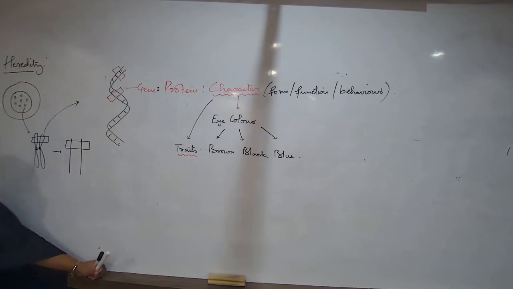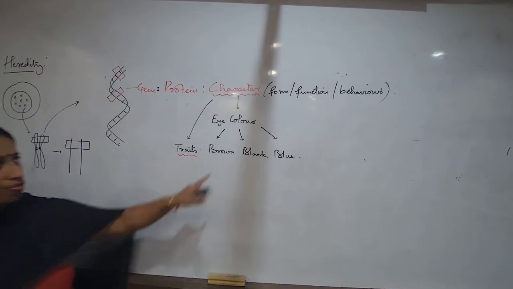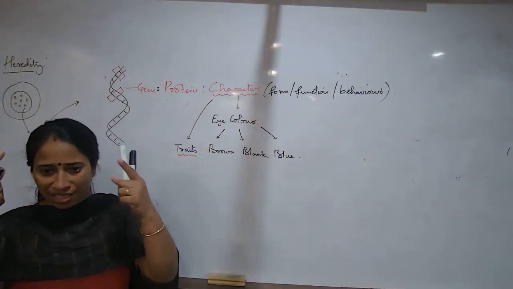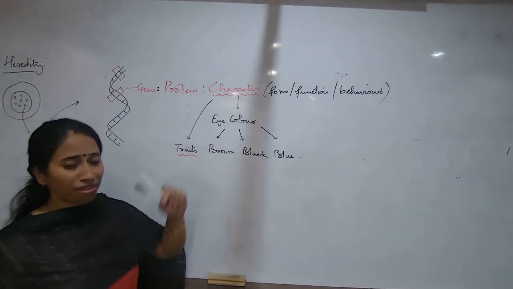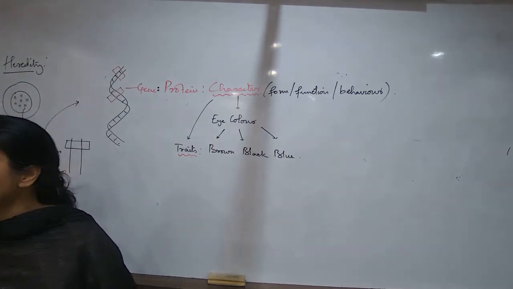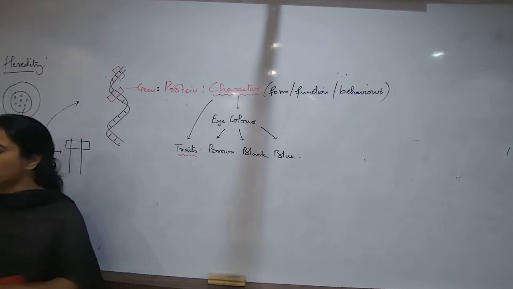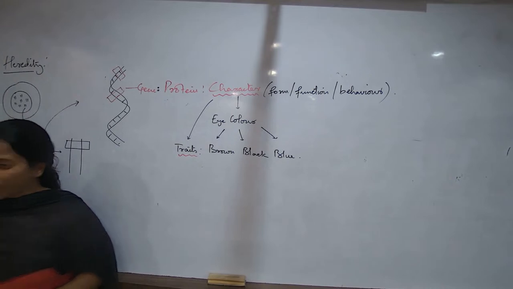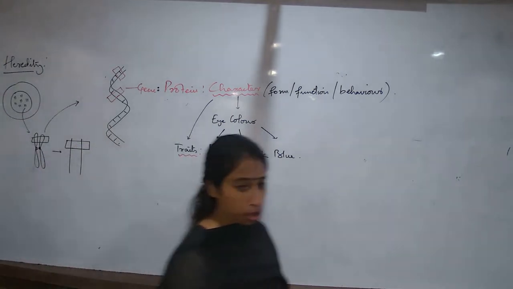Okay, so now that I talk about the form, what is the meaning of the form? I have written that character means form, function, behavior. Form means the shape of the nose and the ears and the height, etc. Function means the function of the cells, the type of the enzymes, hormones, pigments. And then behavior, when I talk about behavior, then what should it be?